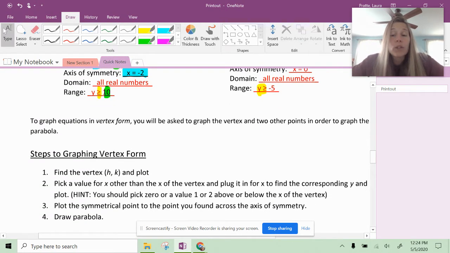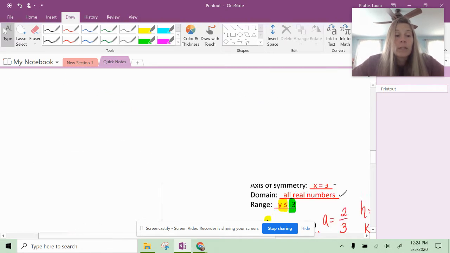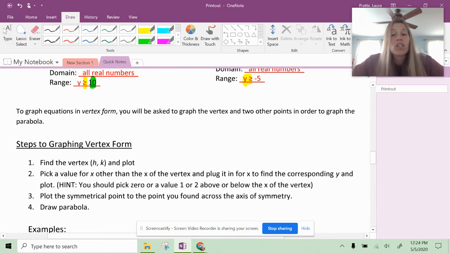Okay, so now we're going to get into graphing them in the vertex form. Now, the vertex form and the intercept form are much easier to graph than the standard form, which is why I went in this order. A lot of times we do standard form first, but this year I tried to do it a little bit differently since we're remote. So to graph them in vertex form, you're going to have to graph the vertex, and you're going to have to do at least one point on either side of the equation. So I'm going to show you how to do a little pattern to do that.